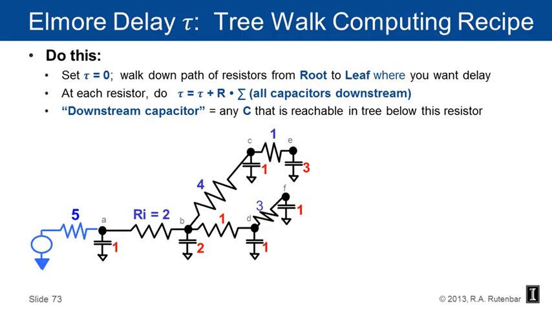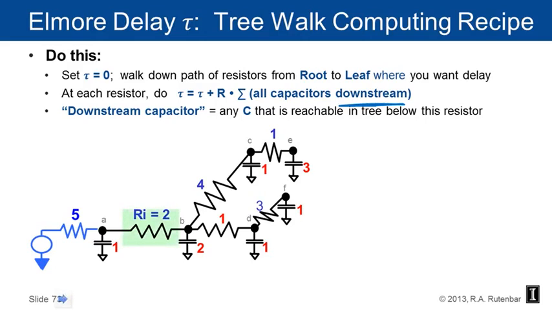And there's a very simple computation. So the Elmore delay is tau. It's a time. You set tau to be 0, and you walk down the path of resistors from the root to the leaf where you want to calculate the delay. And at every resistor, you do the following. You take the resistor value you're on, and you multiply it by a number, and that number is the sum of all the capacitors you can see downstream, and we're going to talk about what this means. What's a downstream capacitor? It's any capacitor reachable in the tree below this resistor. So if current is going through this resistor and heading to the bottom of the tree, it's any capacitor that could take that current.